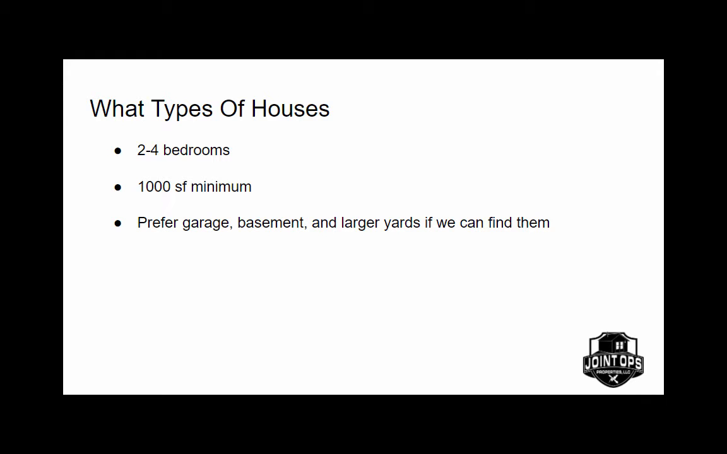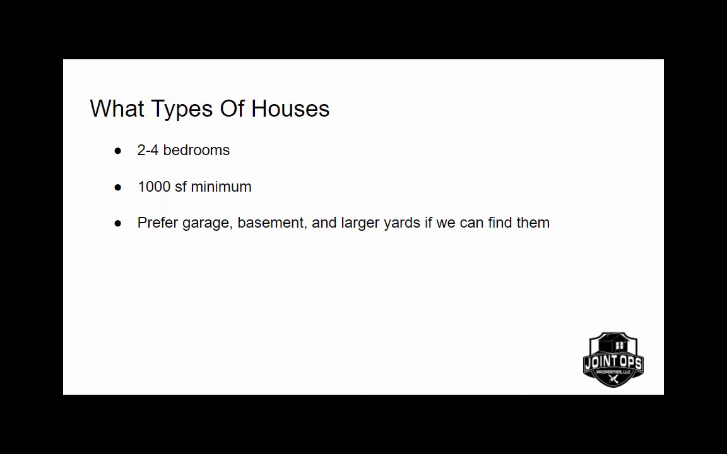So what types of houses do we like to buy? Well, typically we're purchasing 2 to 4 bedroom homes. 1 bedrooms are out there, but there's just no demand for them. Unless you're a single person who's young, there's just too small of a market to reliably rent those on a consistent basis. We do have, I think, 1 or 2 5-bedroom homes, but they're not as many out there. Hard to get in our price range to cash flow well. So most of our properties are 2 to 4 bedrooms.